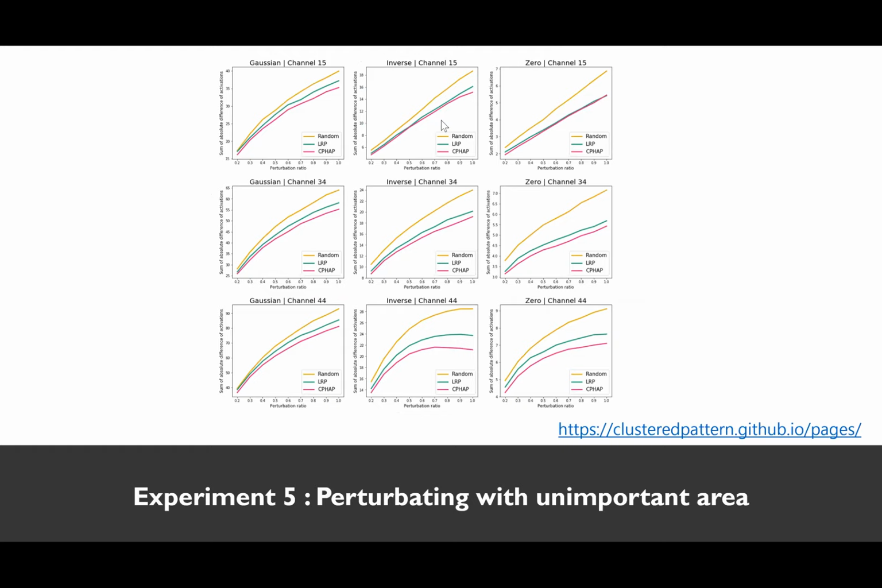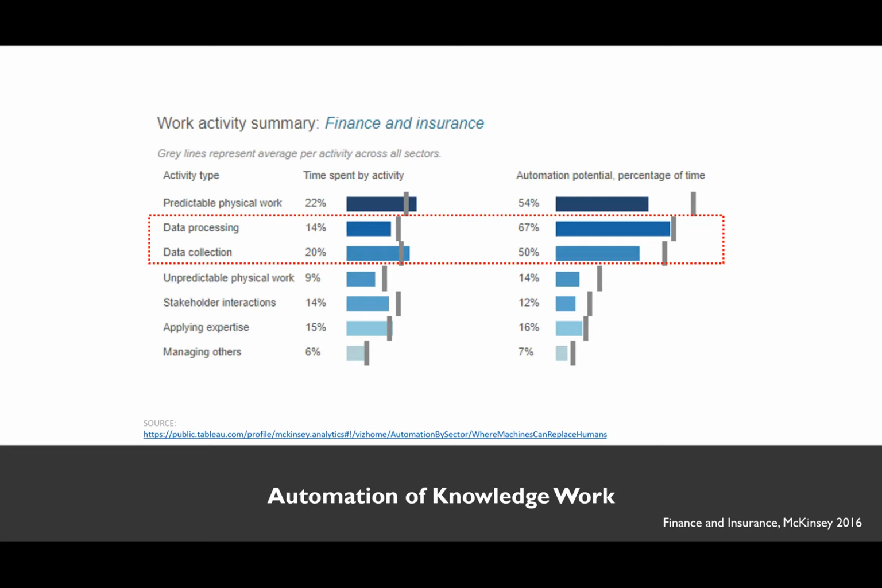In the remaining time, I will try to briefly overview some of the Bayesian methods which explain time series data. As we discussed at the beginning, a lot of job automation is being done in finance, insurance, the military and so on. For example, in finance there is a lot of data processing and data collection. Currently 14% and 20% of all jobs will be automated in the future, and 67% and 50% will be automated.